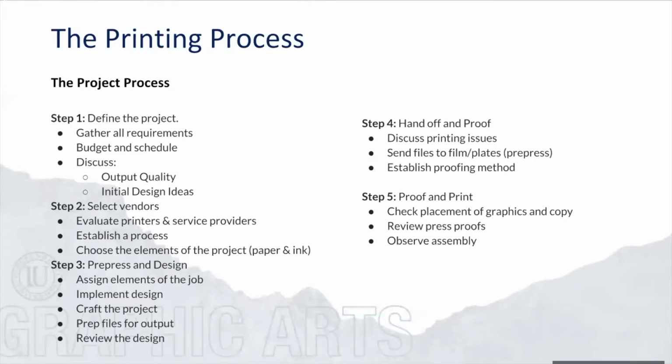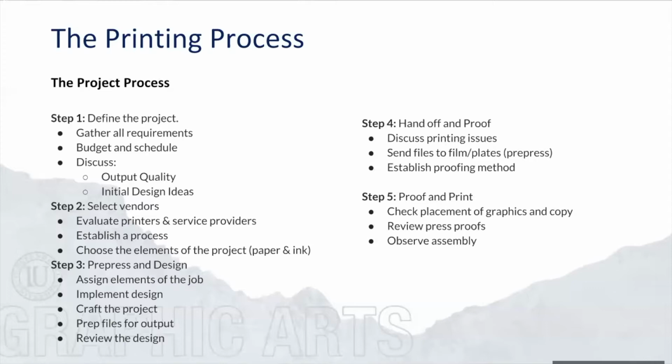You're going to send the files to the printer. They're going to send the files to the film, make the plates, and establish a proofing method with you. Are they going to give you a hard proof, which means that they'll give you a printed copy straight off the press for you to look at? Or are they going to send you a PDF file when it's ready to be sent off to pre-press for you to double check that PDF file? There's kind of a couple of different ways that printers will do things, and it's up to you to establish a process with your printer of how you're going to proof that material.